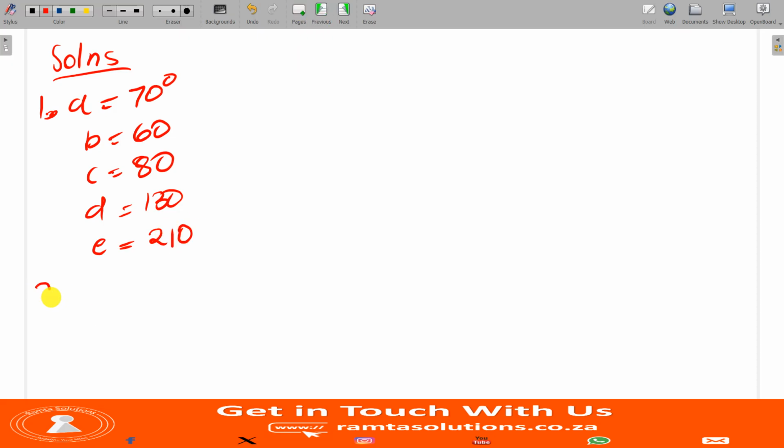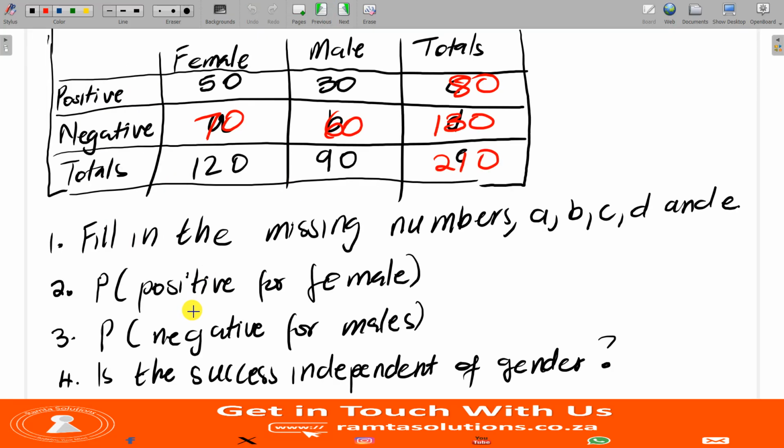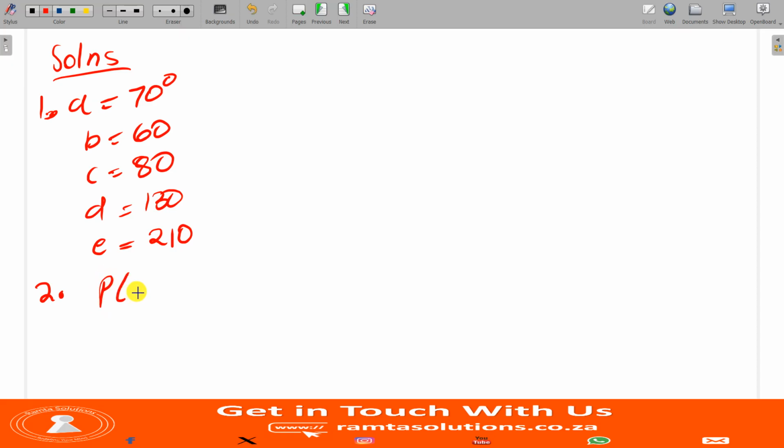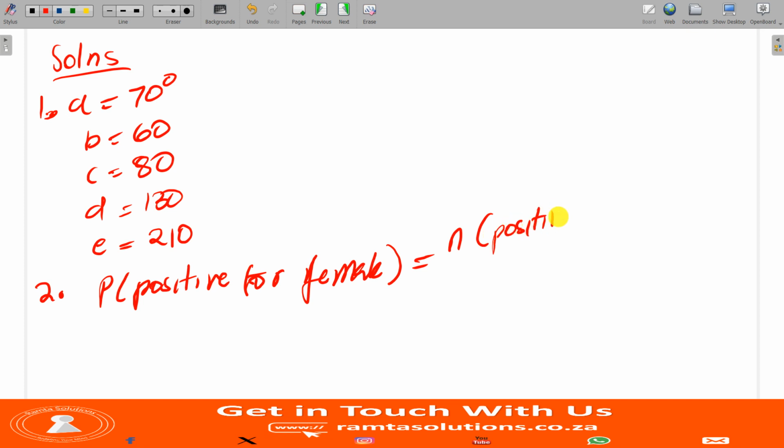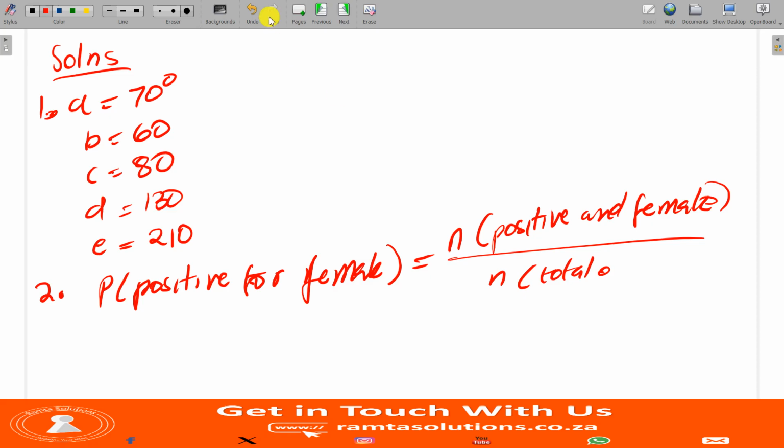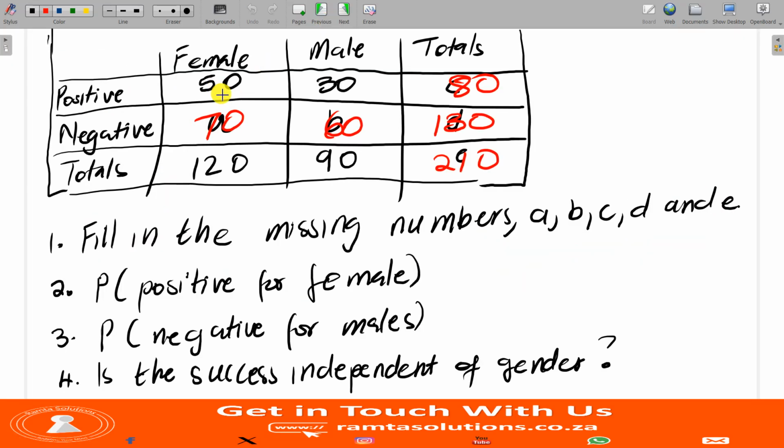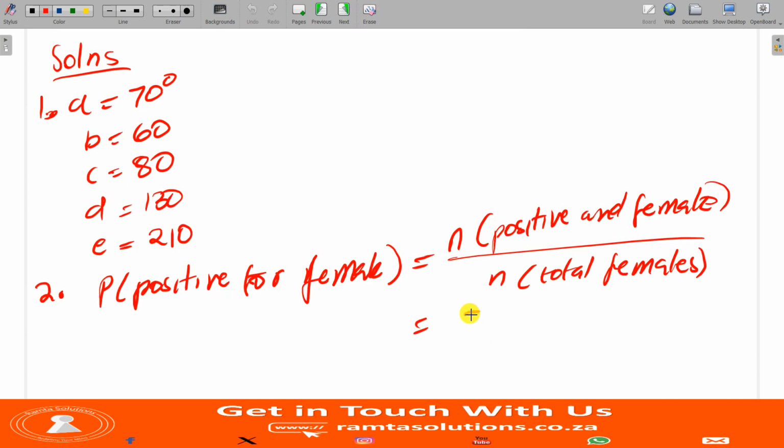Now, number 2: what is the probability that it's positive for females? It's going to be the number of positive and female, over the sample space, which is the total of females. The number of female and positive is 50, and the total of females is 120. So this is 50 over 120, which is 5 over 12.